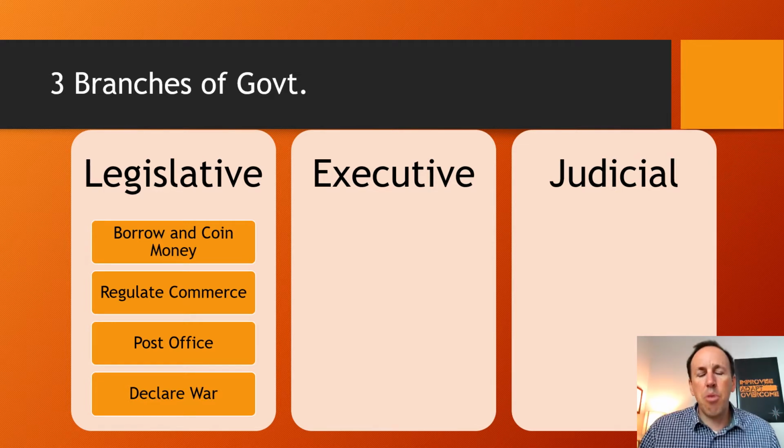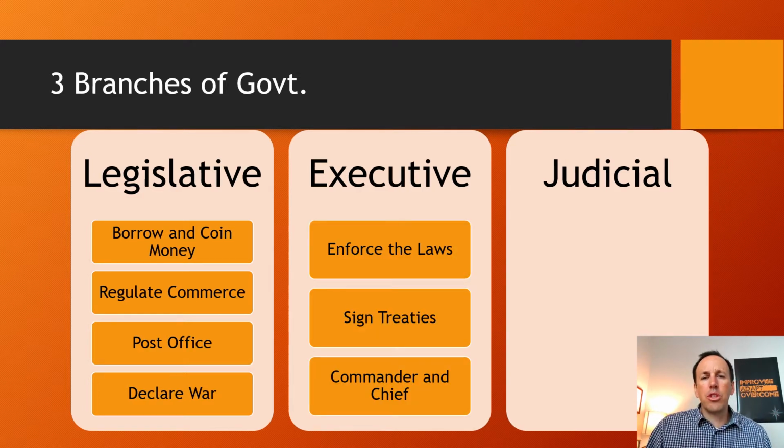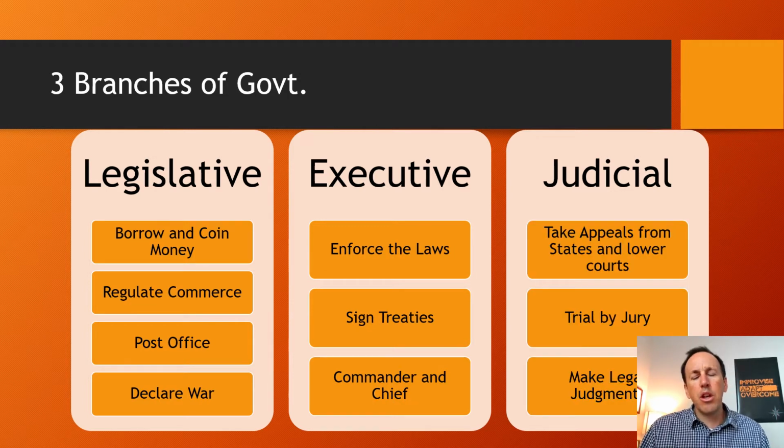You've got the legislative branch. They can declare war. They can print the money. They regulate the commerce between states. What does the executive branch do? All right, you got commander-in-chief. They enforce the laws. They sign treaties. And then the judicial branch, for our purposes, they can declare a law unconstitutional. Okay, we're going to say they review the laws.